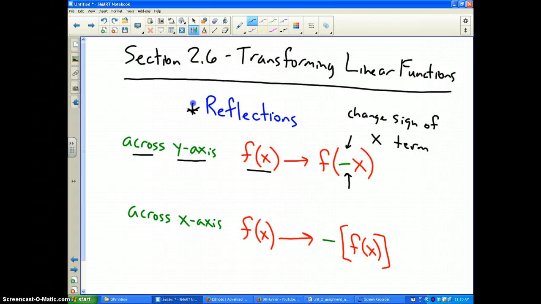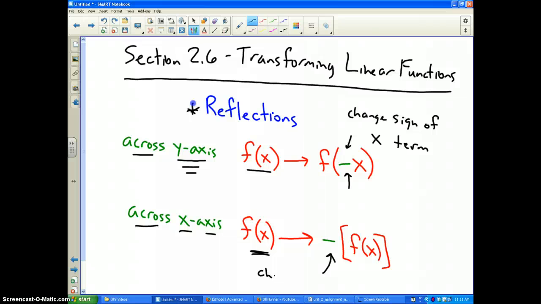So if it's positive, it goes to negative. If it's negative, it goes to positive. And that is how you reflect any graph across the y-axis. To flip any graph across the x-axis, you take whatever the function is and you negate or change the signs of the entire function. That's what the minus sign on the outside means.